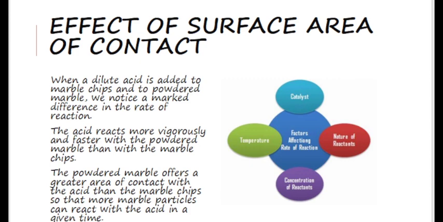Basically, when a dilute acid is added to marble chips and to powdered marble, we notice a marked difference in the rate of reaction. The acid reacts more vigorously and faster with powdered marble than with marble chips. The powdered marble offers a greater area of contact with acid than the marble chips, so that more marble particles can react with the acid in a given time.